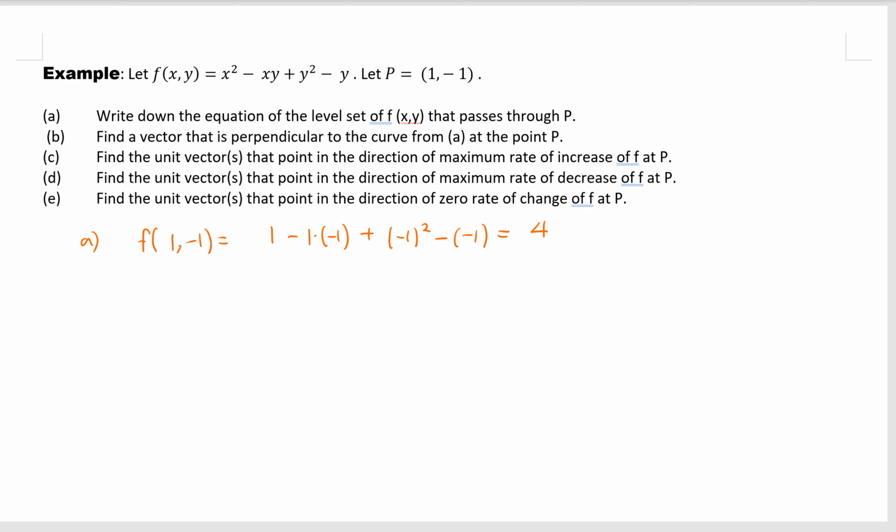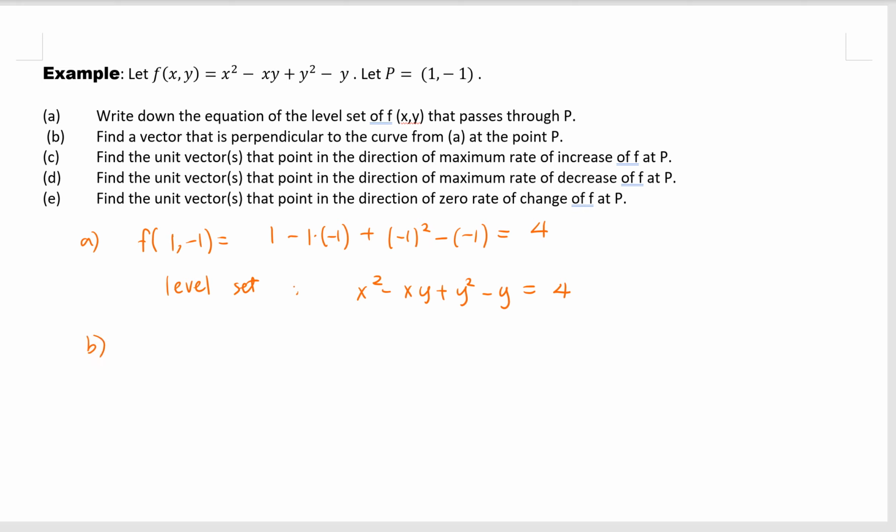So far, so good, everybody? So what is the level set? Sometimes people call it a level set, sometimes a level curve. They're the same thing. So the function equals 4. This is the level curve. So far, so good, everybody?